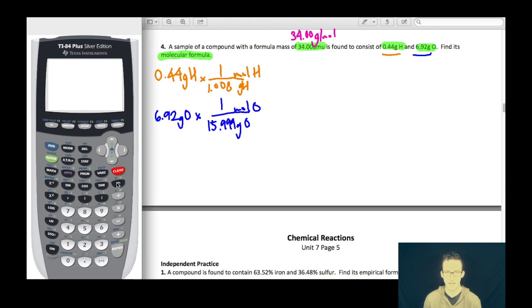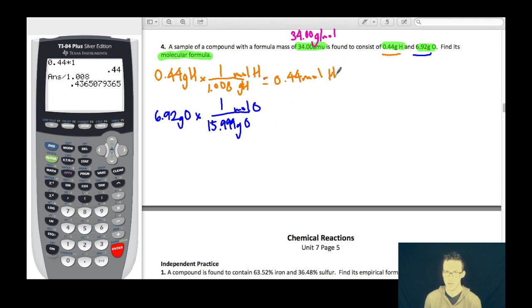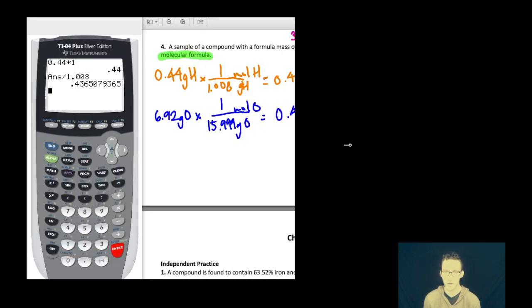I'll do the first one here on my calculator, 0.44 times 1 divided by 1.008 means that I have 0.44 moles of hydrogen. I do the same thing with oxygen, and you get 0.433 moles of oxygen. And then it comes down to comparing. How do moles of hydrogen compare to moles of oxygen? Well, hopefully this one's really easy to tell. That relationship is a 1-to-1 ratio.